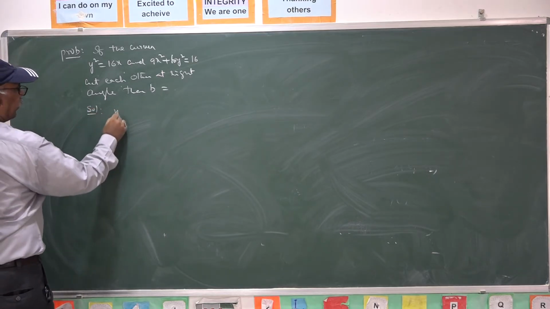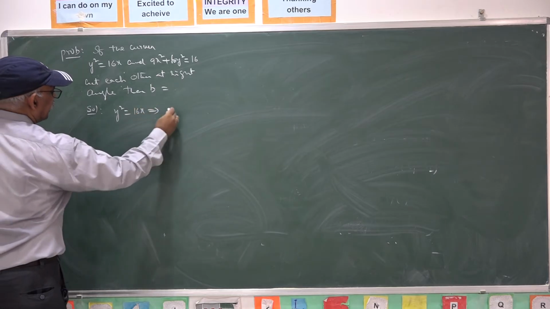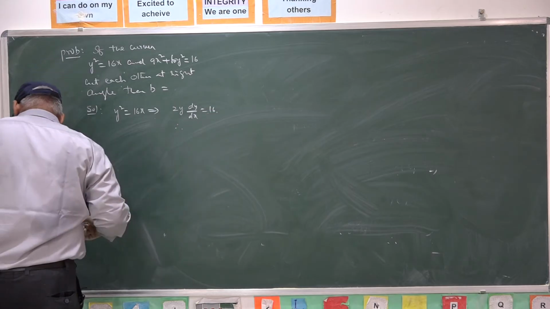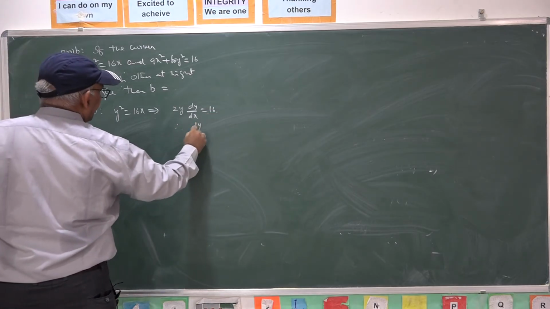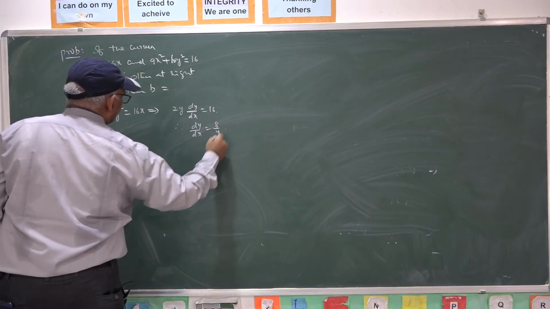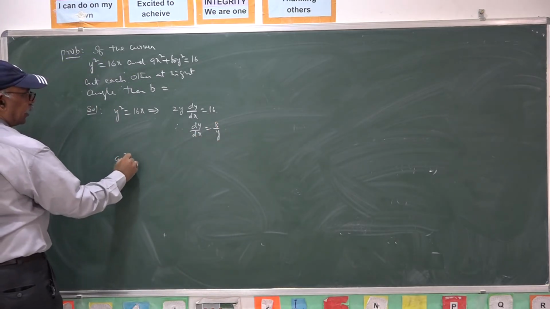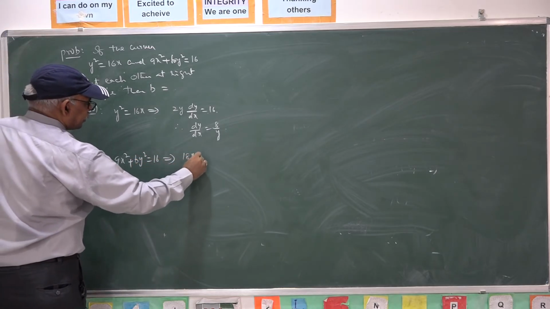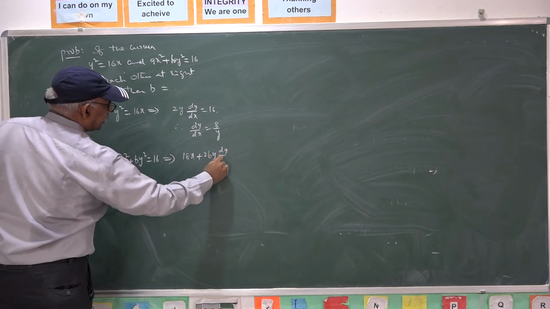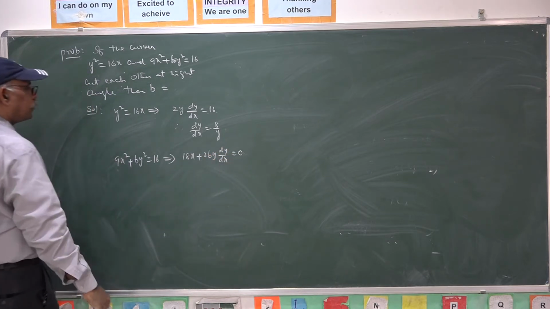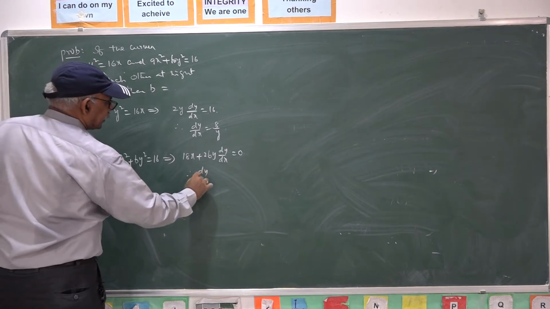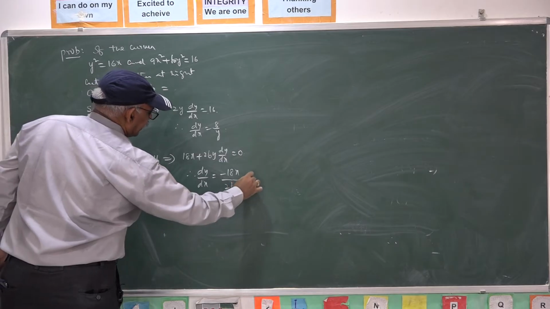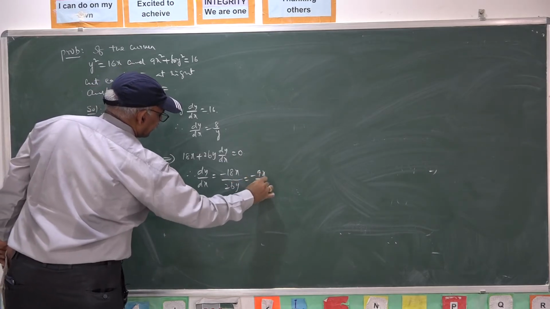So, here y square equal to 16x implies 2y dy by dx is 16. Therefore dy by dx is 8 by y. Similarly, 9x square plus by square equal to 16 implies 18x plus 2by dy by dx is 0. Therefore, dy by dx is minus 18x by 2by, which is minus 9x by by.